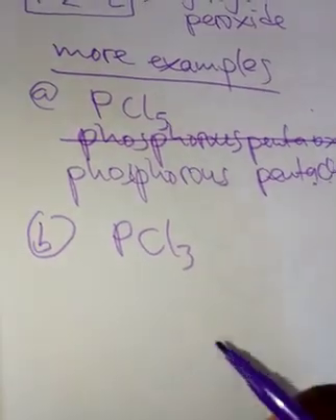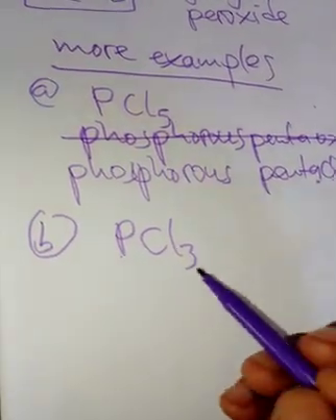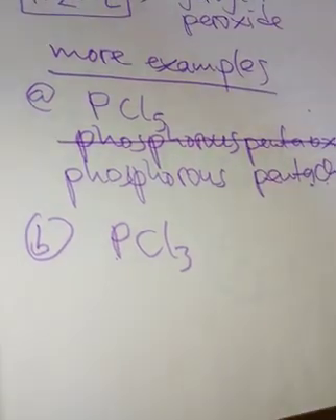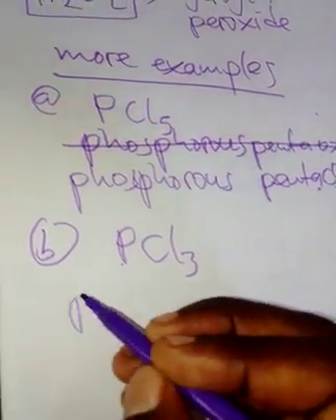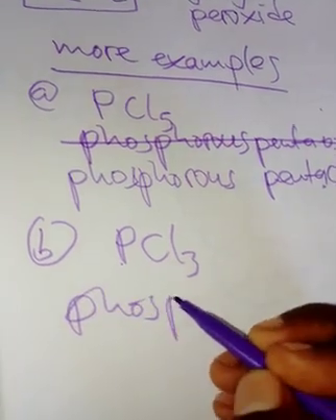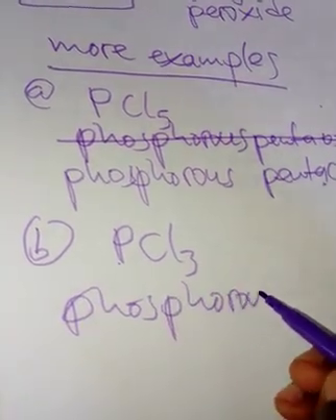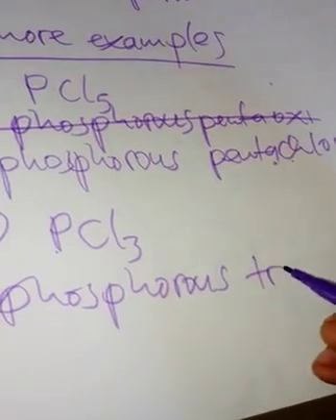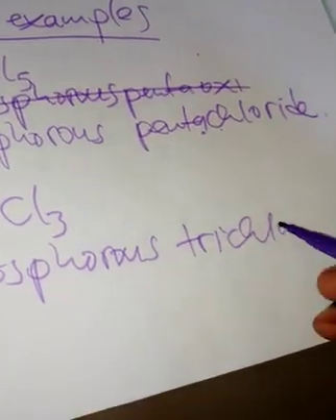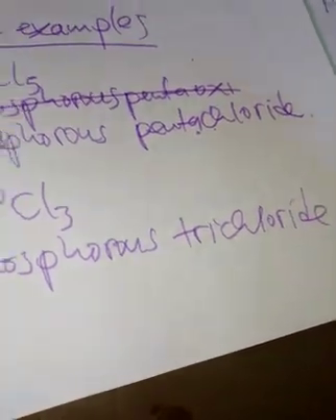Then B, let's say you have been given PCl3. What is the name of the compound? So this is phosphorus, that's chlorine. 3 atoms of chlorine, we use tri. So this is simply phosphorus trichloride. That's it. Okay.